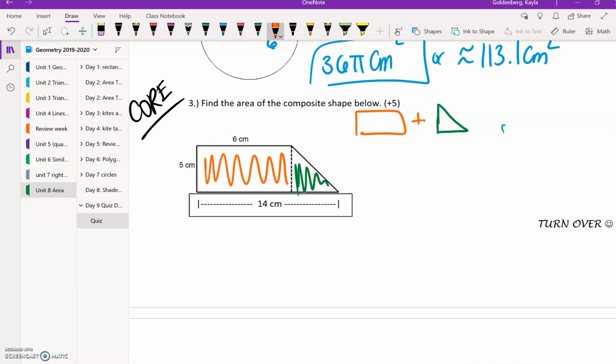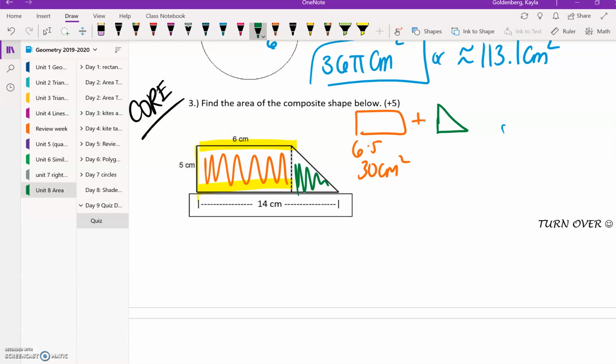My rectangle, it looks like my base is 6, right? Not 14. 14 is all the way across. And then my height is 5. So I'm going to do 6 times 5, right, which is 30 centimeters squared.